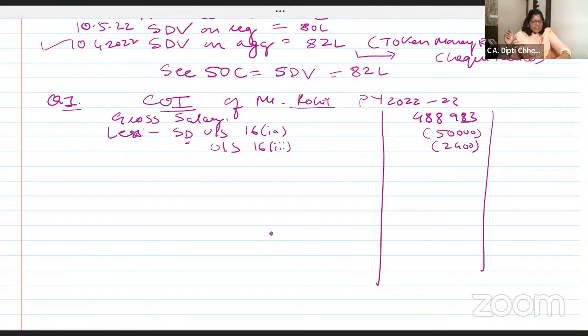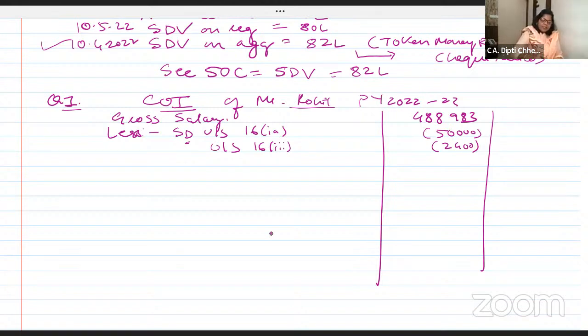Ma'am, one more deduction is allowed. What is that? Entertainment allowance. And to whom it is allowed? Only to government employees. Ye government employee nahi hai, to private employee. Done? Chalo.